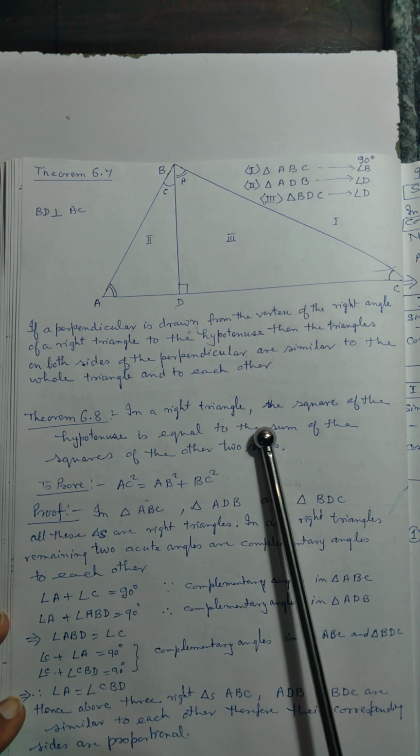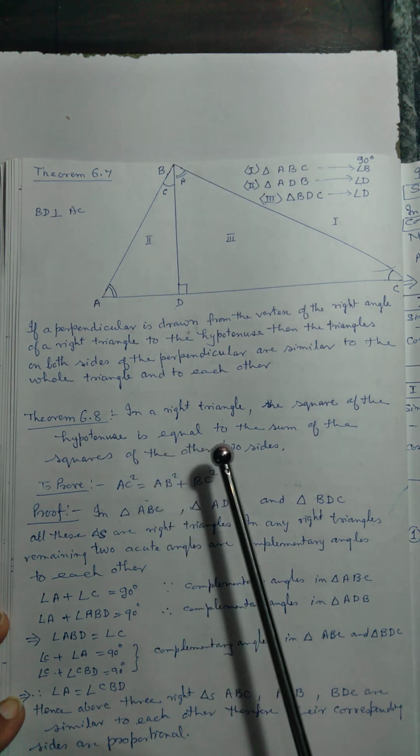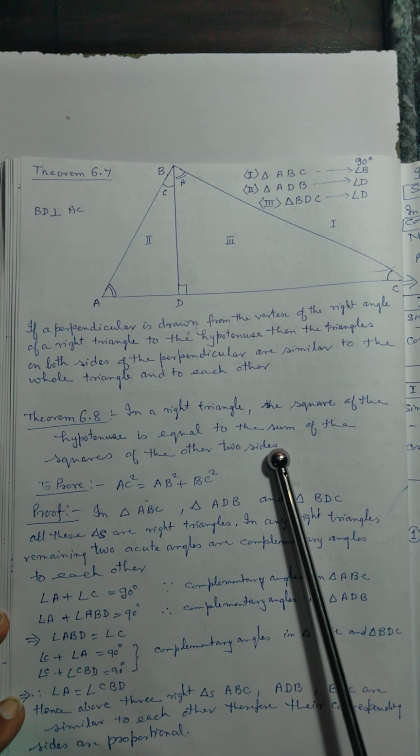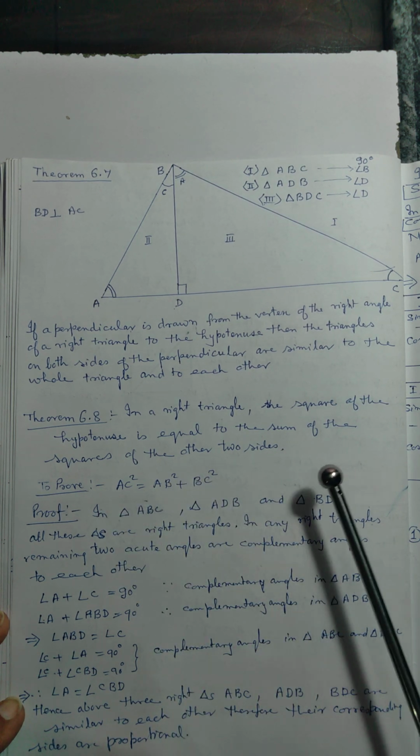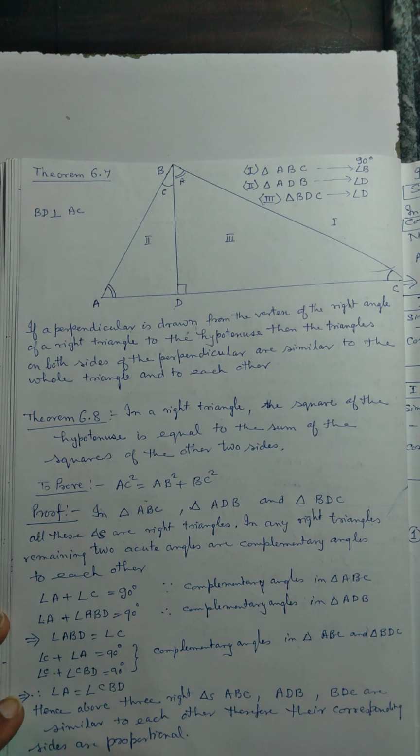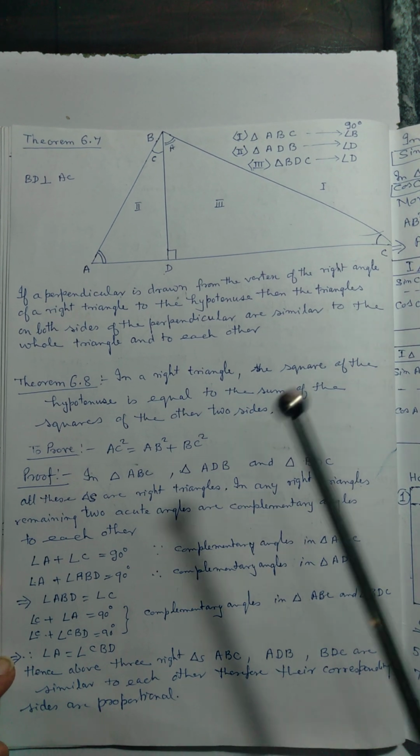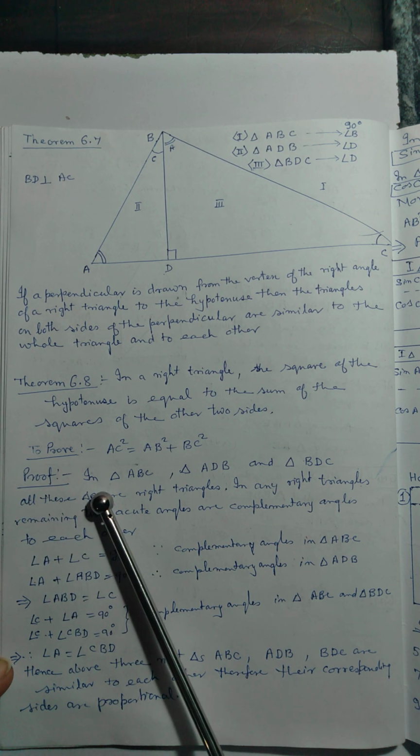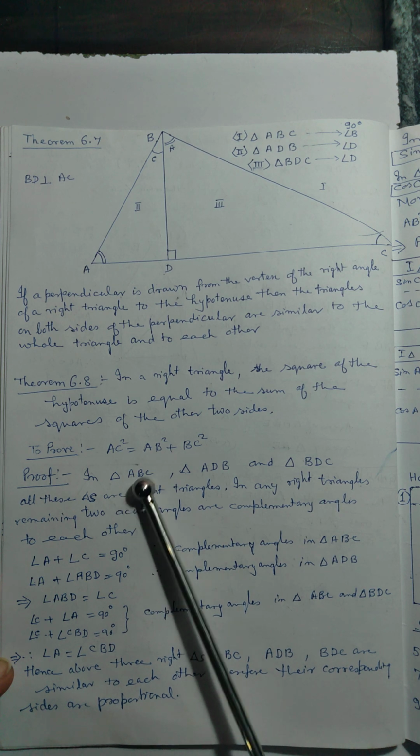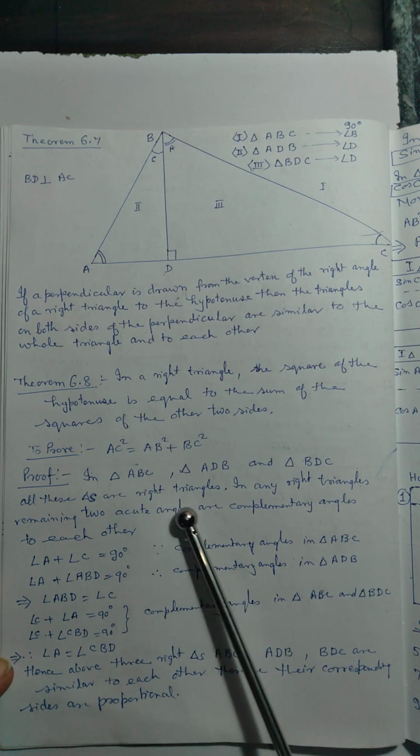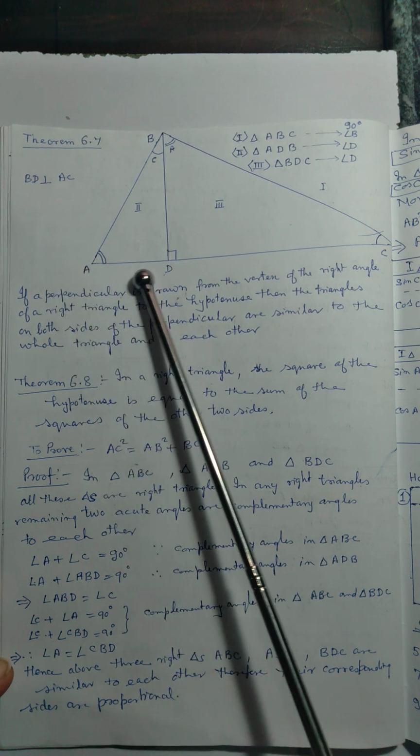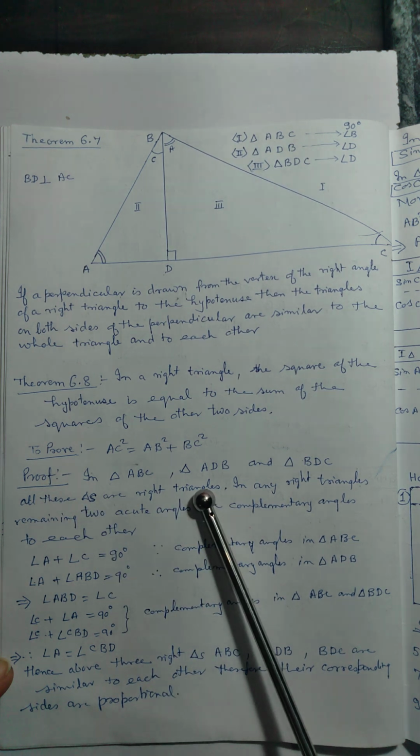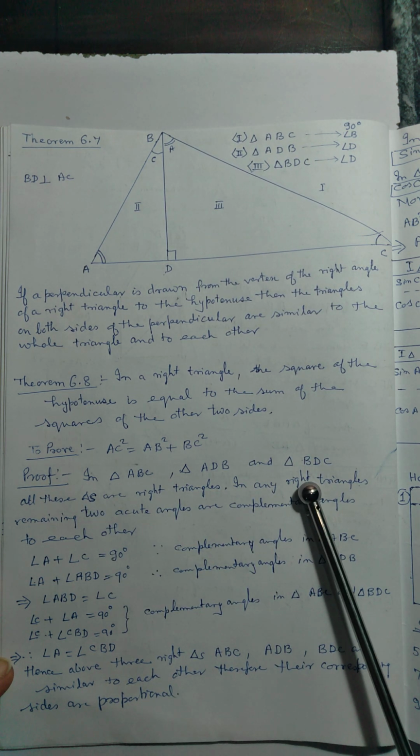In a right angle triangle, the square of the hypotenuse is equal to the sum of the squares of the other two sides. To prove: AC square is equal to AB square plus BC square. Proof: in triangle ABC, the bigger one, triangle ADB, and triangle BDC.